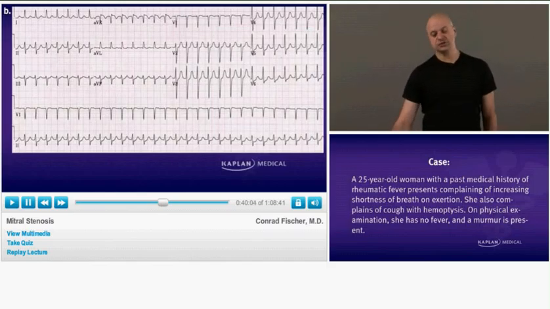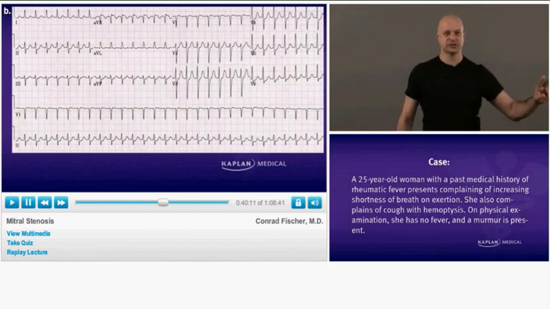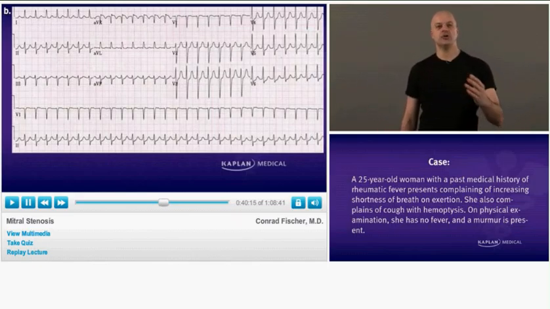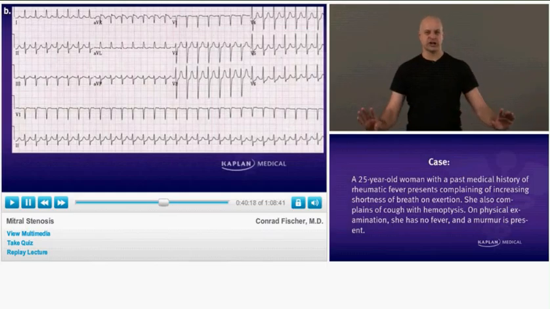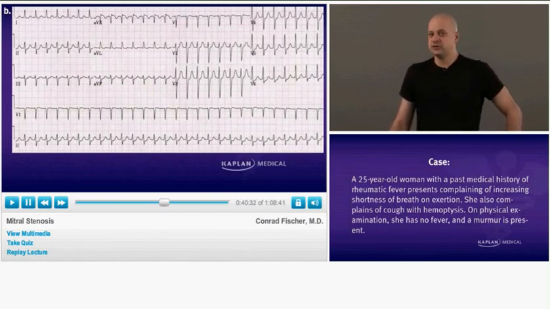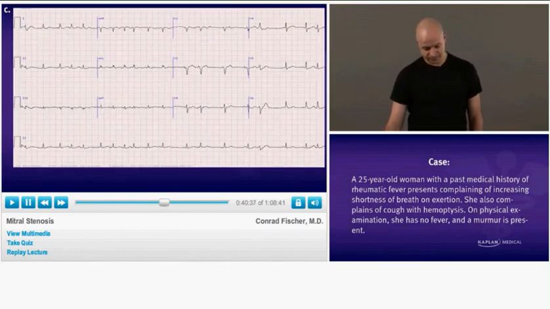Sawtooth? In choice B, we see a narrow complex tachycardia with no P waves, no fibrillatory waves, and no flutter waves. So SVT is what we're seeing in B, supraventricular tachycardia. Best initial therapy would be adenosine. Most effective therapy, radiofrequency catheter ablation. Next one, choice C.